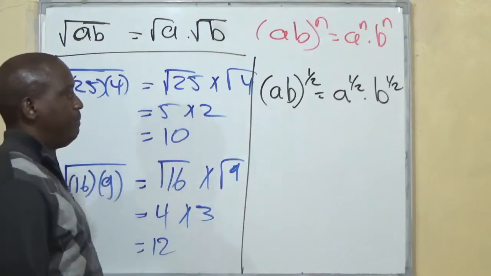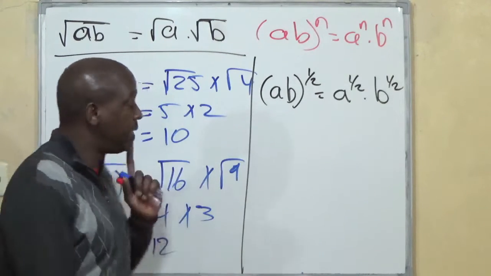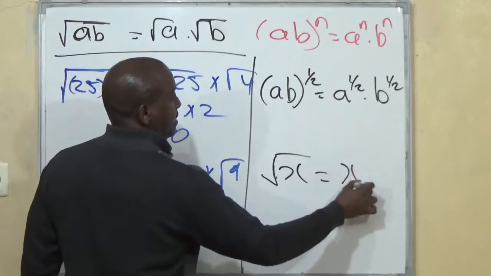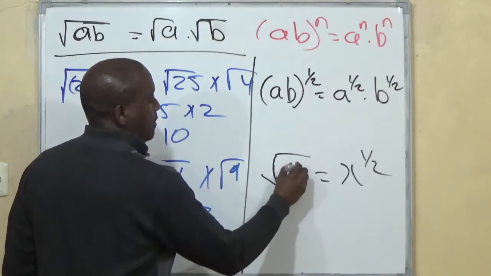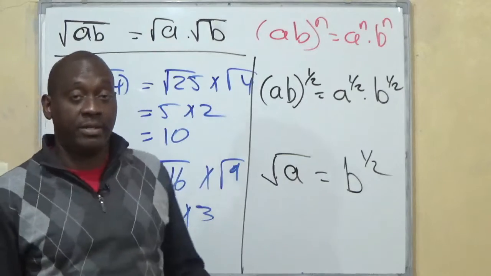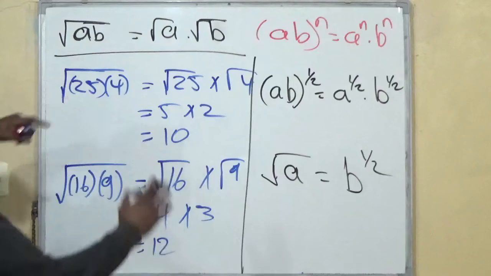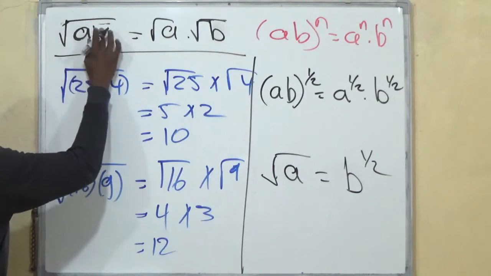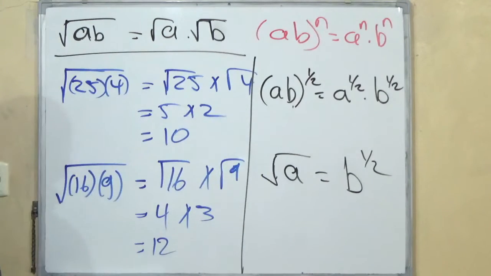And remember, we said in a previous video that x under a square root sign is the same thing as x to the power of a half, or A, or B, or C, or any term that we care to use. So AB under a square root sign here is the same thing as AB all in brackets to the power of a half.